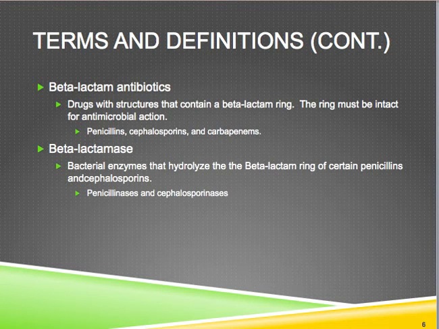Beta-lactam antibiotics are drugs with structures that contain a beta-lactam ring. This ring must be intact for antimicrobial action to occur. And these beta-lactam antibiotics are penicillins, cephalosporins, and carbapenems. Beta-lactamases are bacterial enzymes that hydrolyze the beta-lactam ring of certain penicillins and cephalosporins.